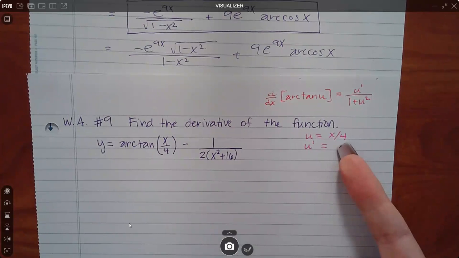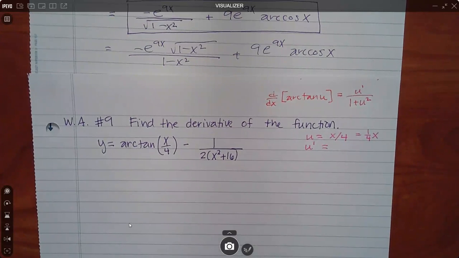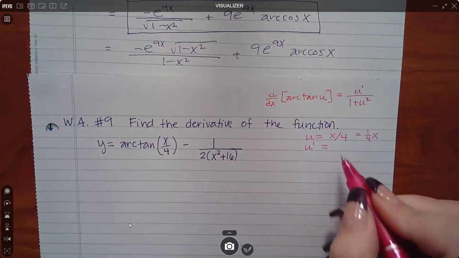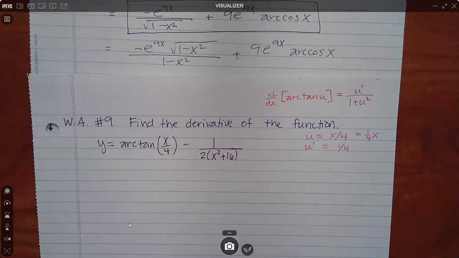I don't have to do quotient rule. Isn't this the same thing as 1/4 times x? And what's the derivative of anything with an x? It's that number, right? So it's just 1/4. You could do quotient rule, but it'd be long for nothing, right?